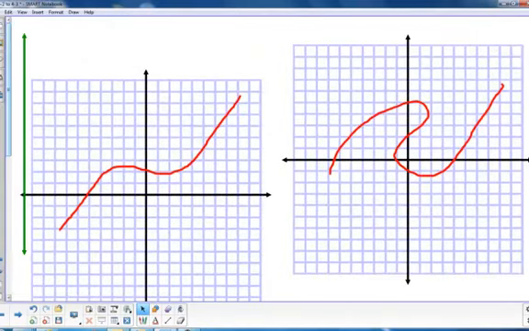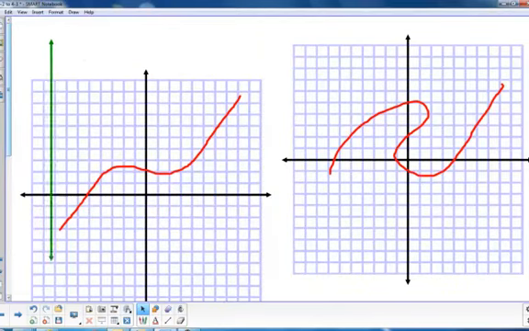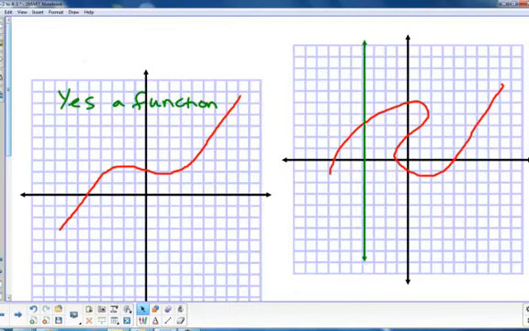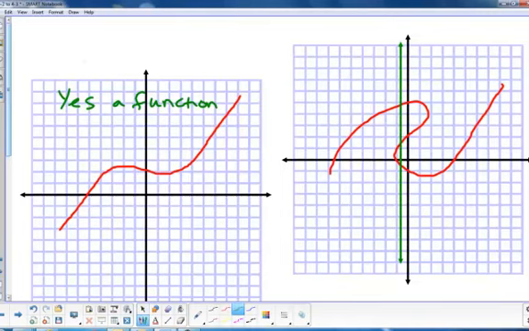Alright, so let's think about these. Does this first one pass the vertical line test? Is this vertical line ever going to hit the red more than once going across? It is a function because it doesn't ever hit it more than once. What about this next one? Bam, it fails all through here. So this fails the vertical line test. So not a function.